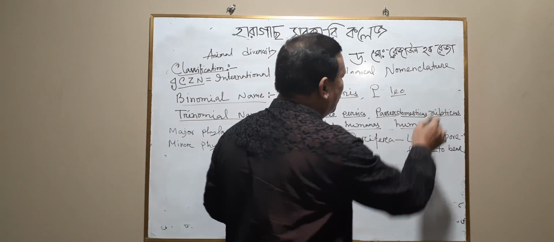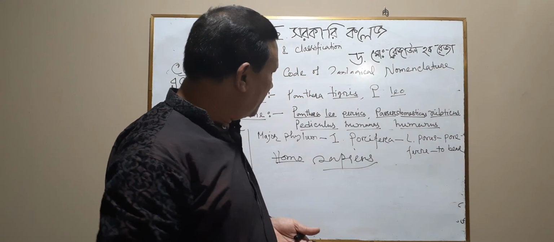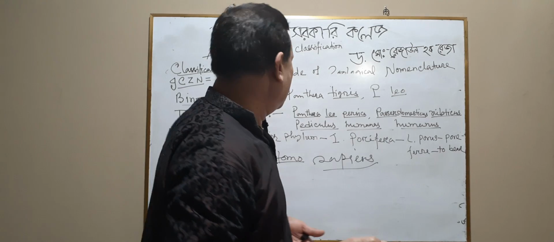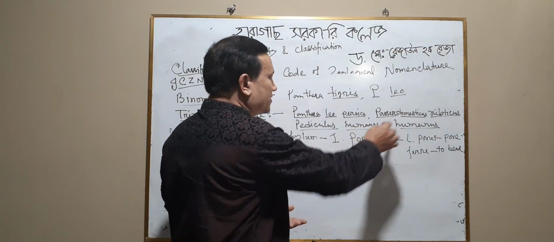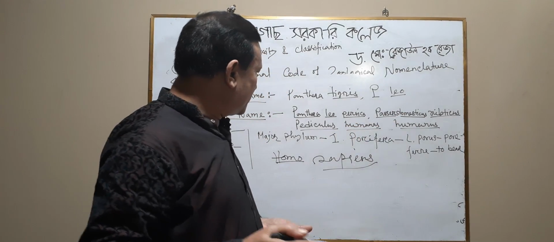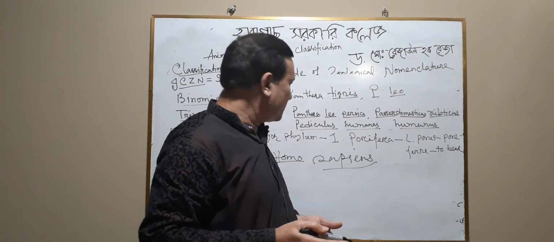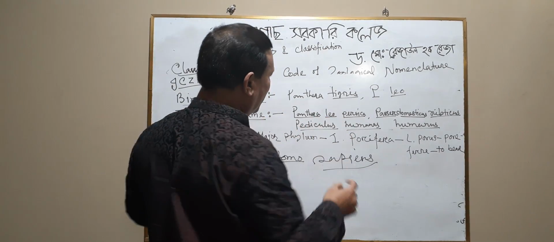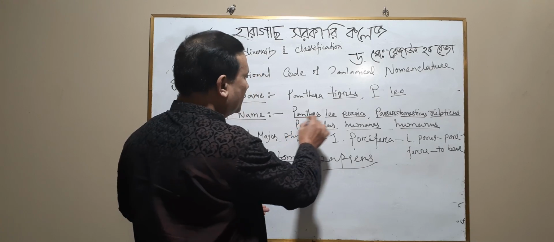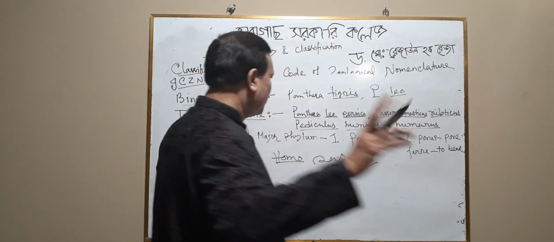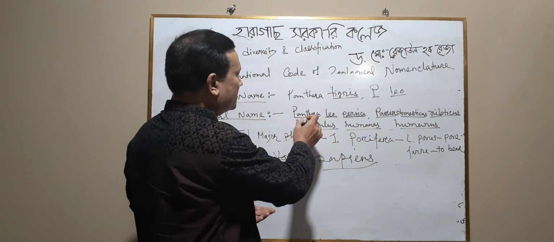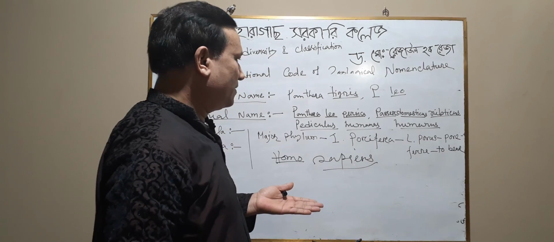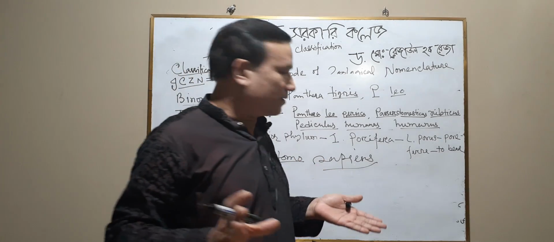Passer domesticus niloticus is the scientific name of sparrow. Sparrow is one kind of bird. Pediculus humanus is the scientific name of lice. It is one kind of parasite. So, we see the scientific name consists of three parts: Panthera, leo, persica. The first part is genus, the second part is species, and the third part is subspecies.